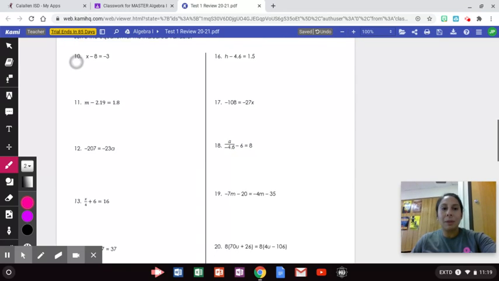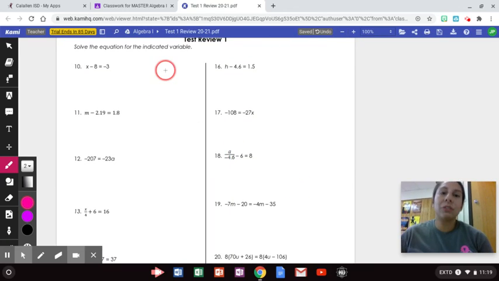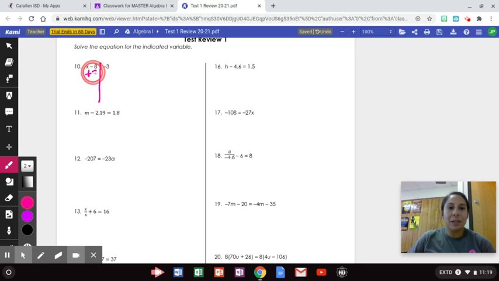Okay, moving on to problem number 10. Solve the equation for the indicated variable. So for these, I kind of like to draw a line down the middle so you can actually see that what you do to one side, you have to do to the other. So if they are subtracting 8, the opposite has to be add 8 to get rid of the 8. So I have x equals, well, if I added 8 to one side of the line, you have to do it to the other. So negative 3 plus 8 is a 5. So x equals 5.